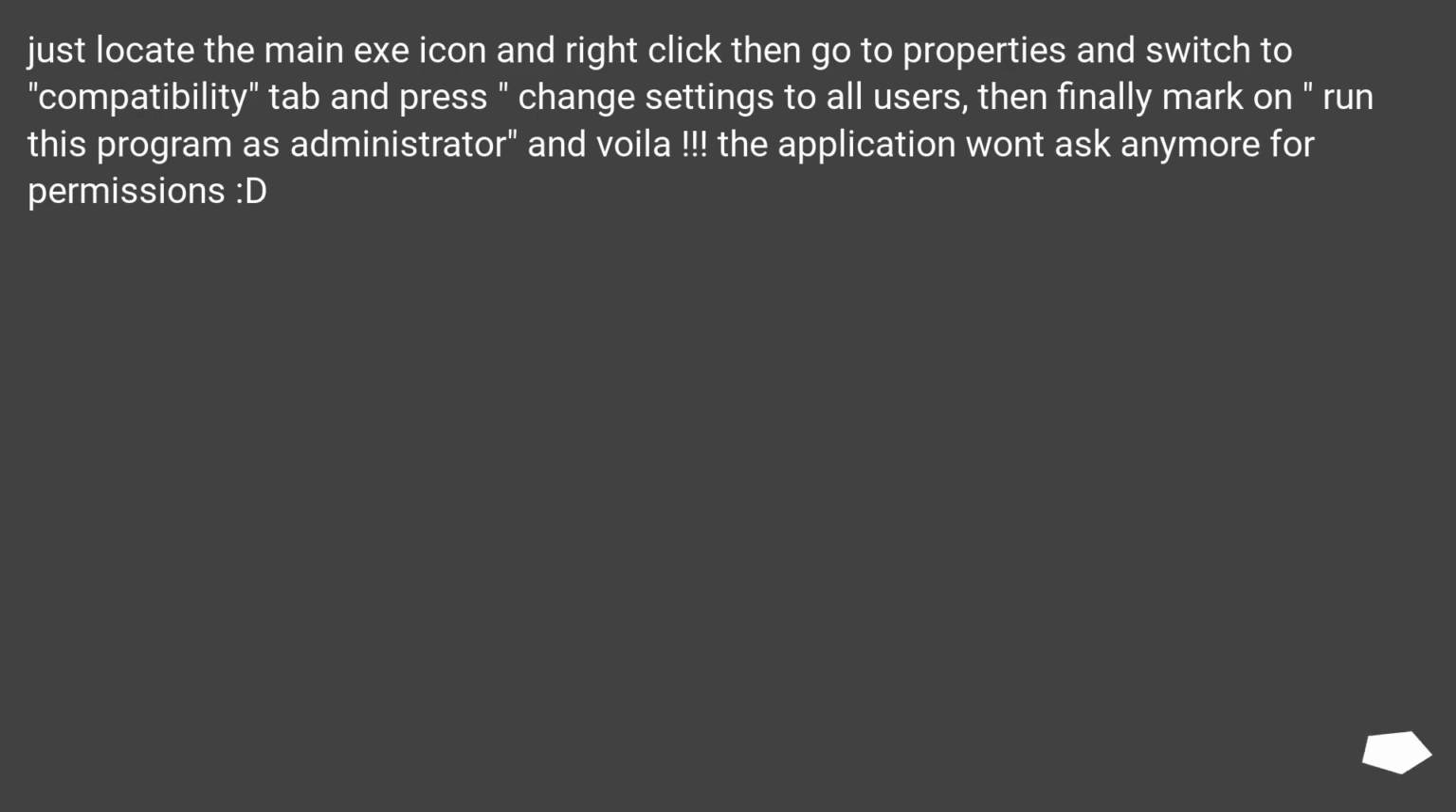Just locate the main exe icon and right-click, then go to Properties and switch to the Compatibility tab and press Change settings for all users, then finally mark Run this program as administrator, and voila! The application won't ask any more for permissions.